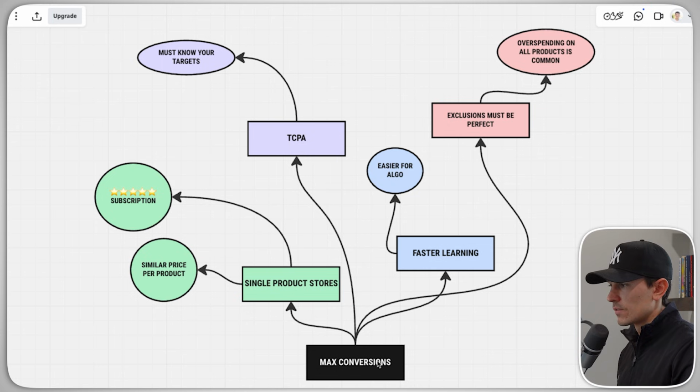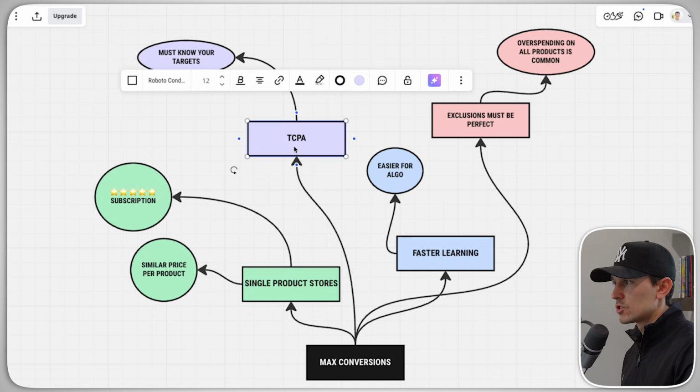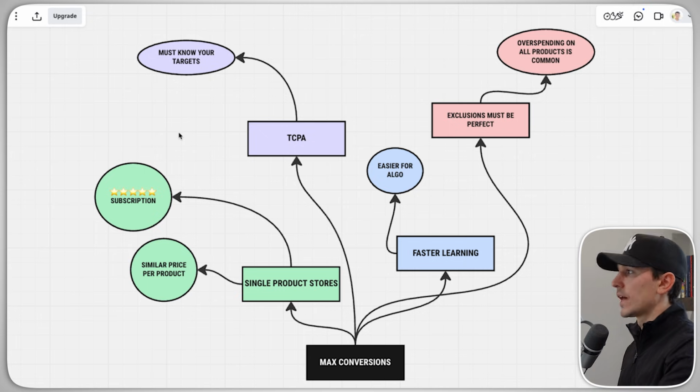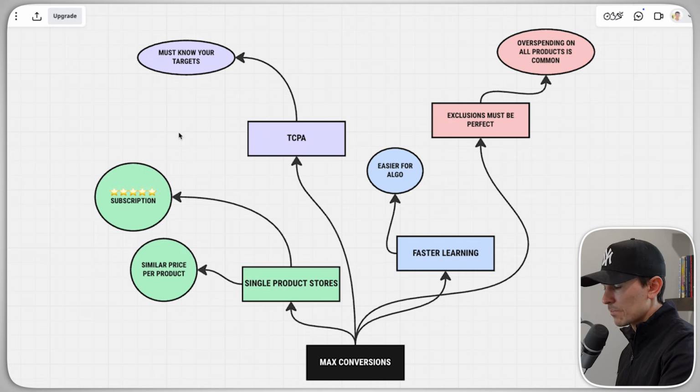Now we went through the basics of this, but max conversions ladders into a TCPA strategy, which I just want to be very clear about. If you're using TCPA and max conversions, you have to know your targets. You cannot try to look at the ROAS metrics that are related to a TCPA campaign. You need to very clearly set this up in a way where you know your cost per acquisition target, and that is exactly what you target all the time. If you tell Google you want a CPA, but you're looking at the ROAS, you're kind of confusing your metrics of what you're actually telling Google to go get for you.